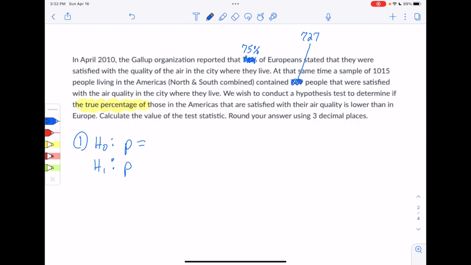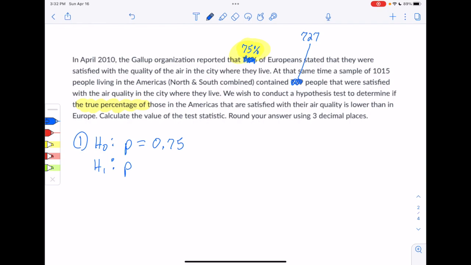For the p equals piece, we want to see what was the claimed value or the old value or the value we're comparing to. In this case, we're comparing the Americas to Europe. So the comparable value is that 0.75 up there. So that's what we're going to use. Of course, it says 75% there, but we need to change that to decimal form when we switch to our hypotheses and write it in terms of p.